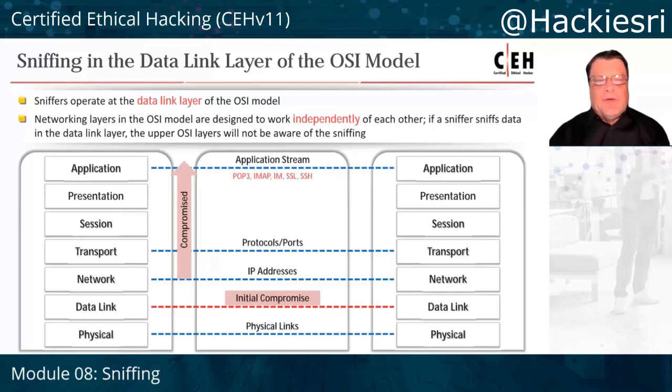Networking layers in the OSI model are designed to work independently of each other. If a sniffer sniffs data on the data link layer, the upper OSI layers will not be aware of the sniffing. So once again, this is a fairly deep embedded tactic.